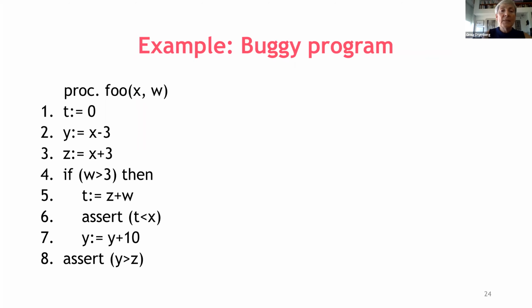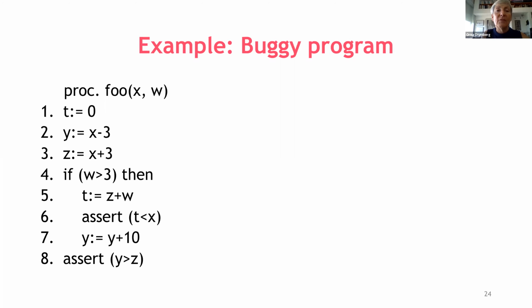I explain the algorithm for must fault localization by example. So let's look at this program that does nothing. It assigns t 0, then y gets the value of x minus 3, z gets the value of x plus 3. If w is greater than 3, then and so on. And at the end, there is an assert that requires that at this point, y will be greater than z.